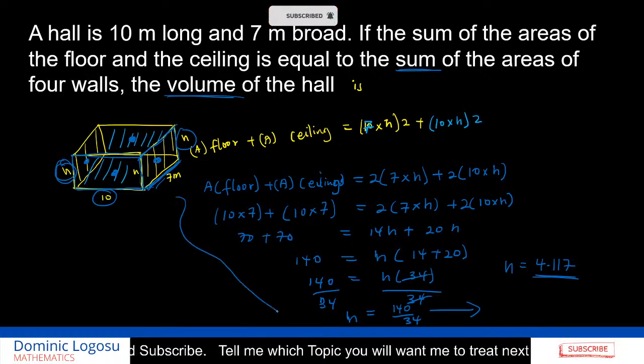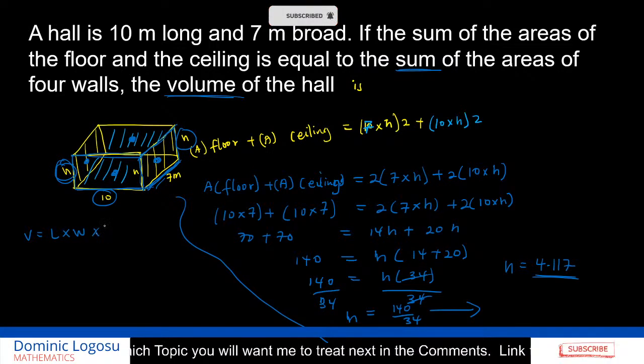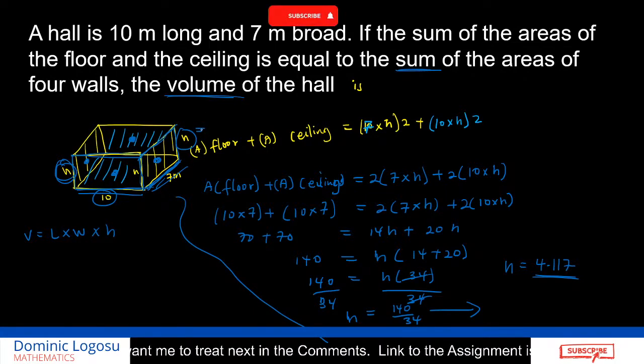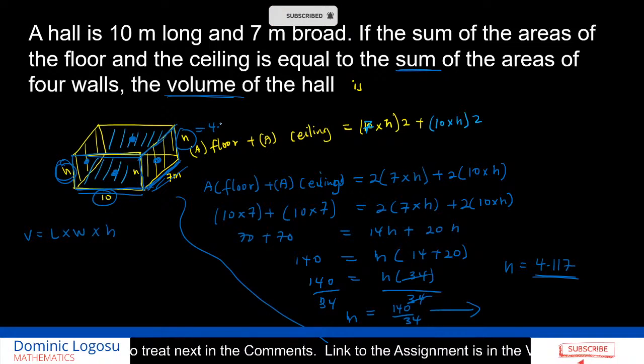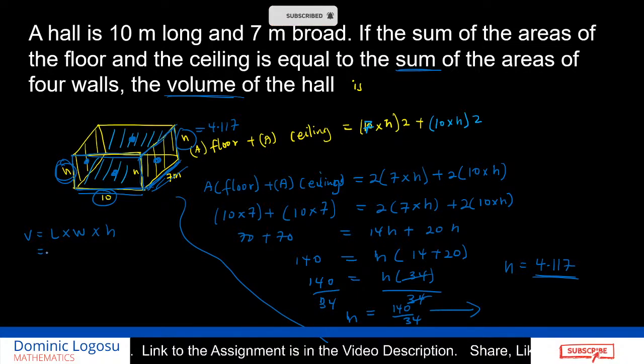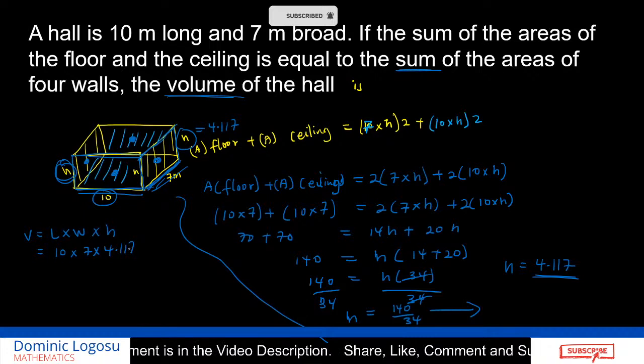So I'm going to do the volume on this side. Volume will be equal to length times width times height. This is my length, this is my width, this is my height. I've established that the height is 4.117. I think it's 4.1176 or something, but we'll just end at 4.117. So it will be 10 times 7 times 4.117. This will give us 70 times 4.117.